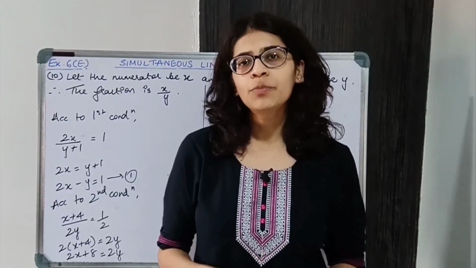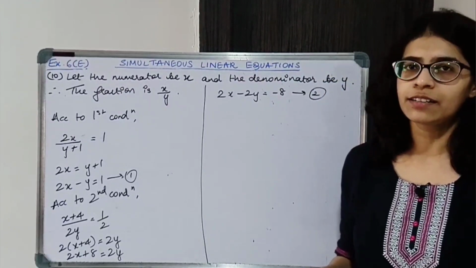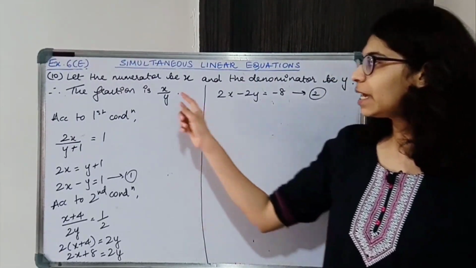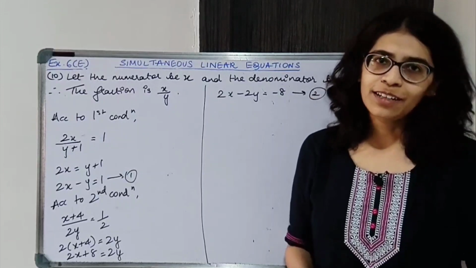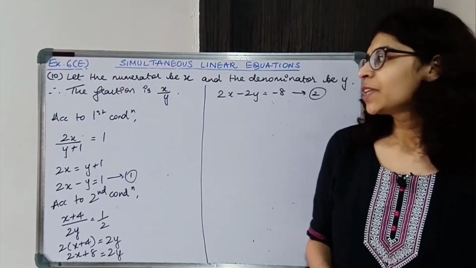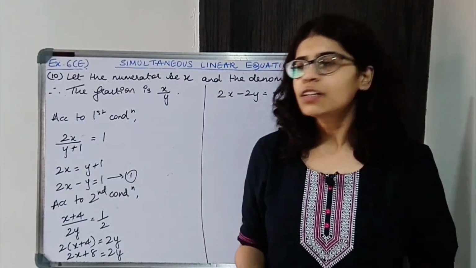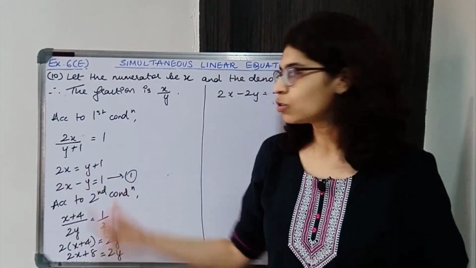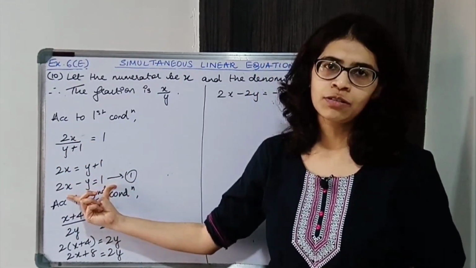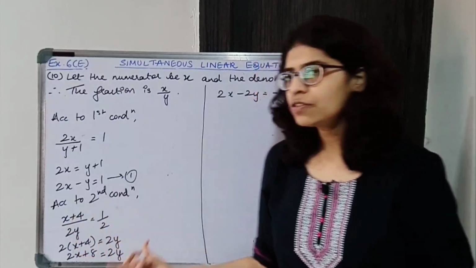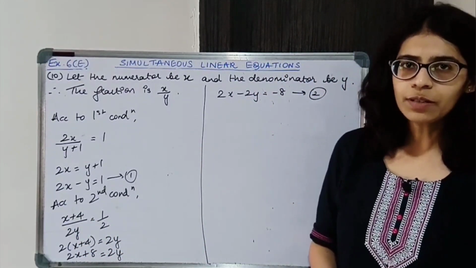So we have taken numerator as x and denominator as y. So the fraction will be x upon y. You have to write down the statements over here. Now there are two conditions given. According to the first condition we are getting this, on solving this we will get a linear equation. On solving the second condition we will get another linear equation.